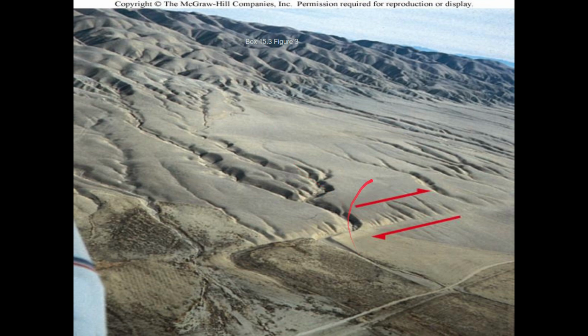Here's another one. This one's a little bit hidden, but there's a fault that goes along here. We can kind of tell the offset because you can see these little ravines in here and how they're getting pulled over. So the topography tells us what's going on with this. You see these bends.